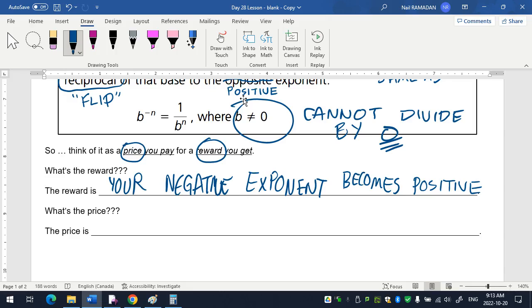My base starts at the top. It goes to the what now? Thank you. So the price is you must flip. I like to write the word flip in quotation marks. Flip the base. That's it. That's as easy as it is to deal with negative exponents when your base is a single number.